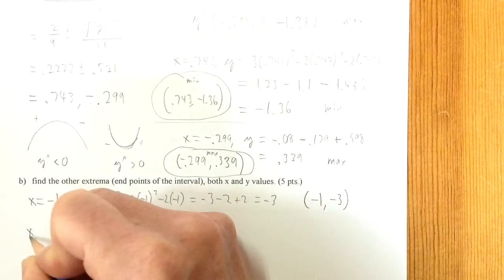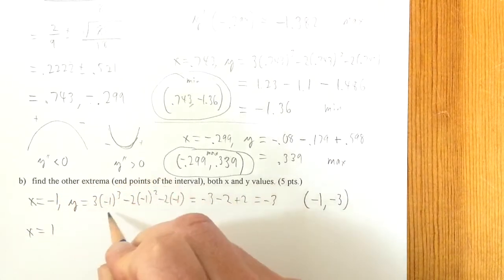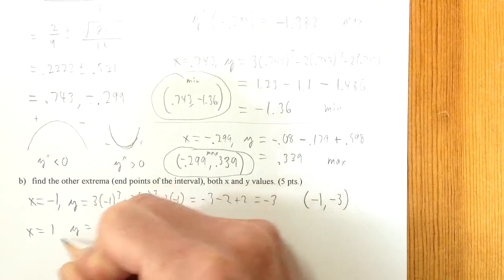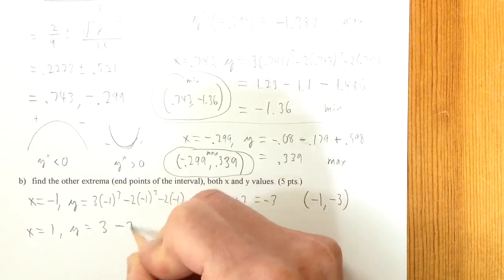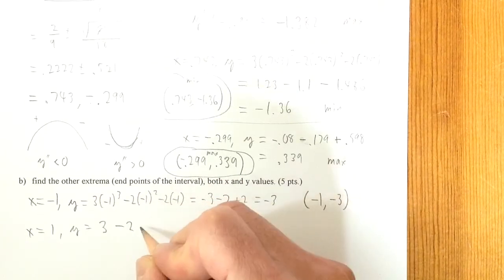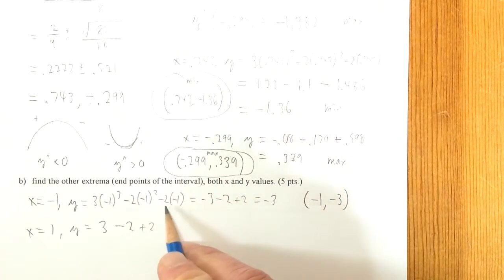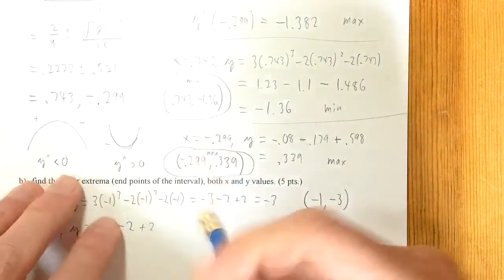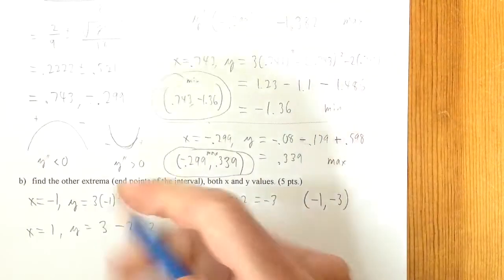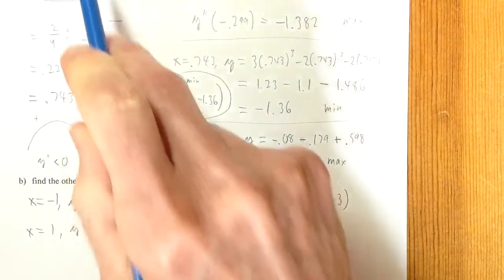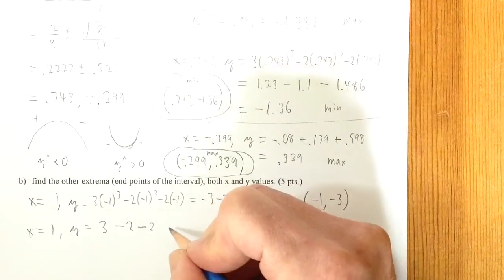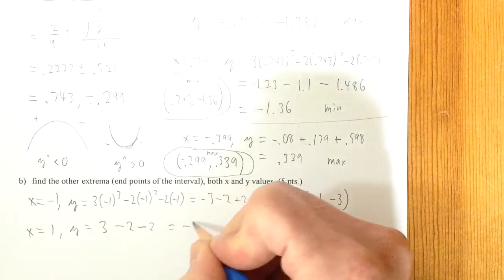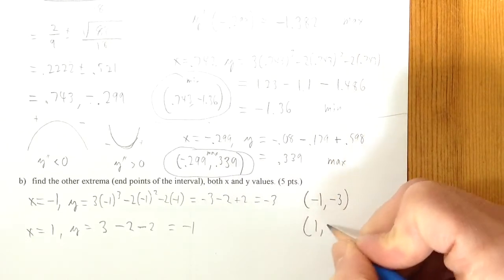The other one, when x is equal to 1, it's the same thing here. Y is equal to, but here it's 1, so it's 3, minus 2 still, 1 squared is 1, plus 2, right? So minus 2 times 1, wait, no, that's minus 2, because it's minus 2 times 1, yep. So it's minus 2 times minus 2, so that would be 3 minus 4, negative 1. So the other point is 1 comma negative 1.